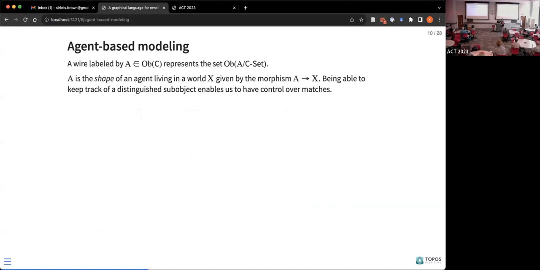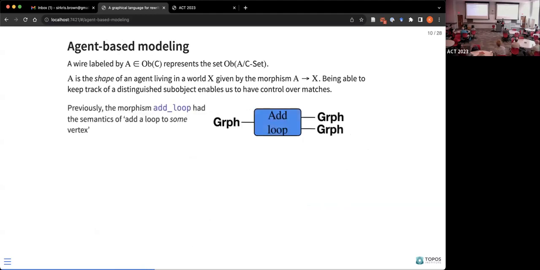I think this is very related to the idea of agent-based modeling. The idea is that we want to have an agent be an object of a co-slice category: we have some state of the world, let's call it X, and you have a shape of an agent, A, and a map into X is basically going to pick out that agent. So this is a very flexible notion of agent. It's basically any possible sub-object that you could identify.